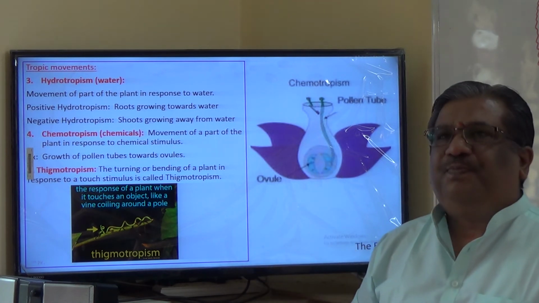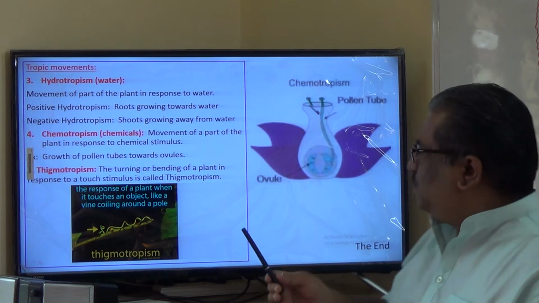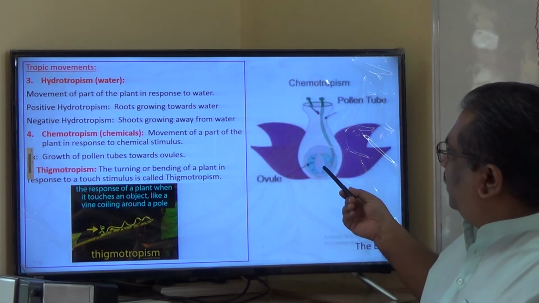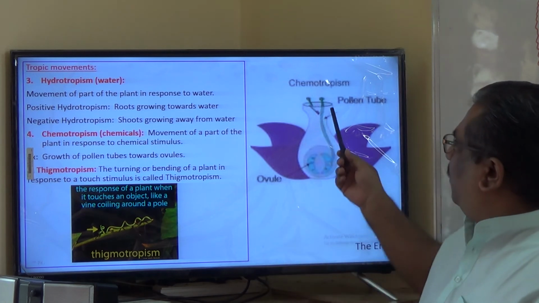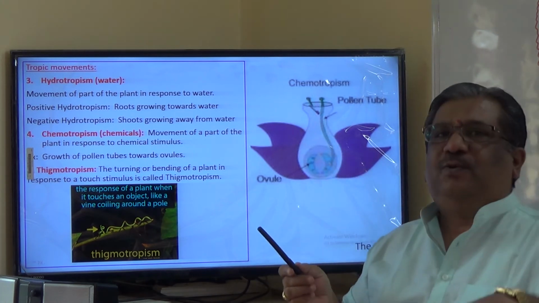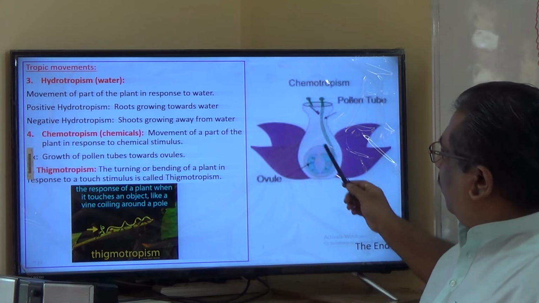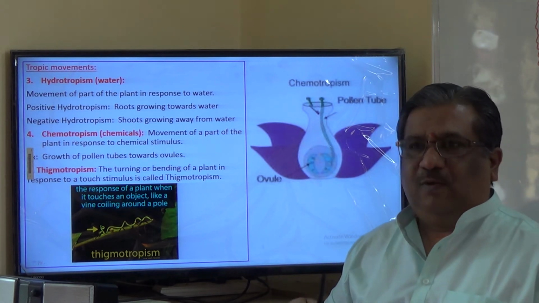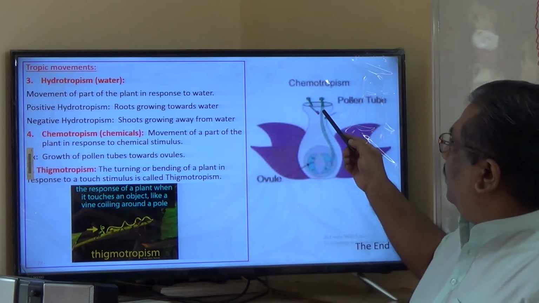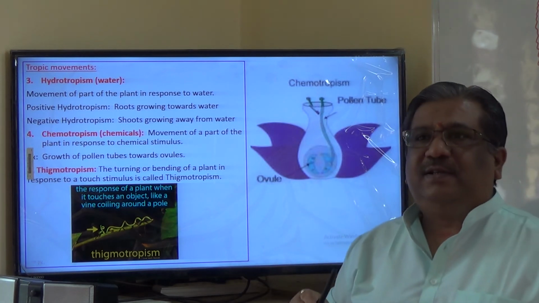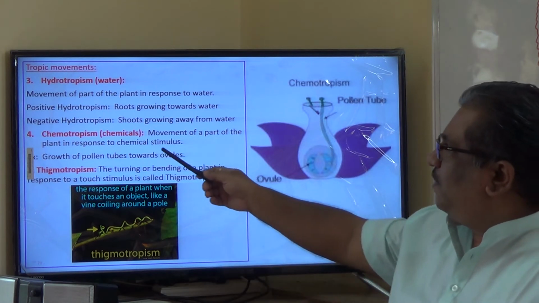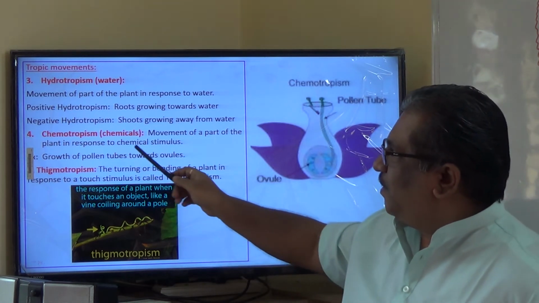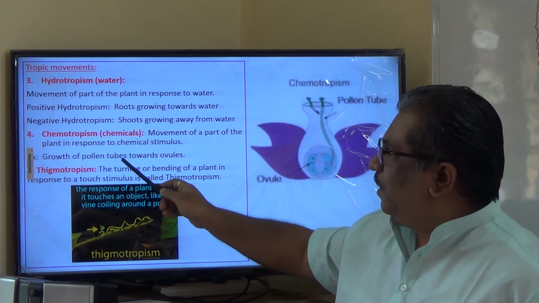You got it? So, for the movement of the male gametes to mate with or fuse with the eggs, a pollen tube is to be developed, and that pollen tube growth is due to chemotropism, because the ovule contains a sugar substance, a glucose, and the growth of the pollen tube is towards the sweet or towards the sugar. So, chemotropism: movement of a part of a plant in response to a chemical stimulus.